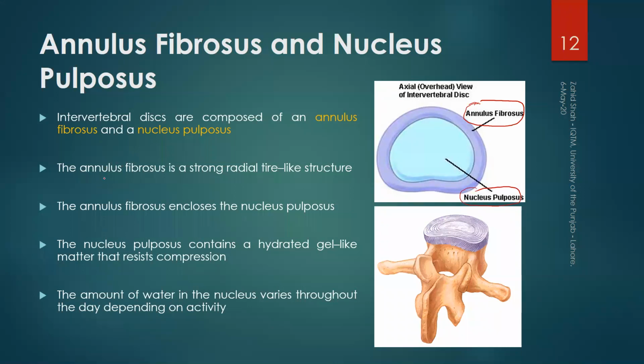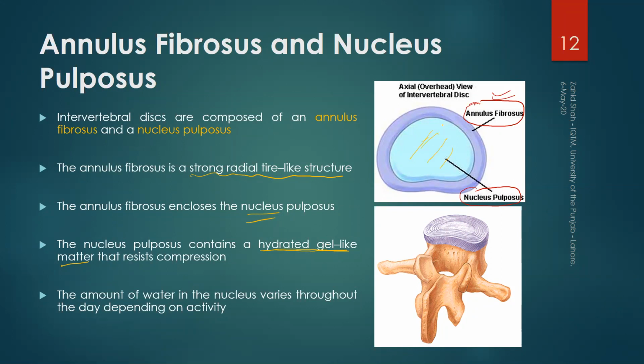The annulus fibrosus is a strong, radial tire-like structure. This outer layer, the annulus, is a strong, rubber-like structure, so it is strong but has some flexibility as well. The annulus fibrosus encloses the nucleus. So inside is the nucleus, which contains hydrated, gel-like matter. It's something like a gel. It is hydrated and contains liquid.